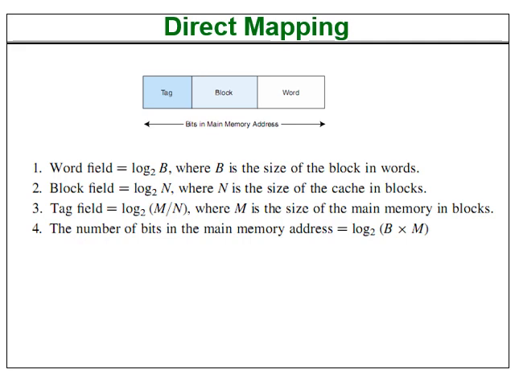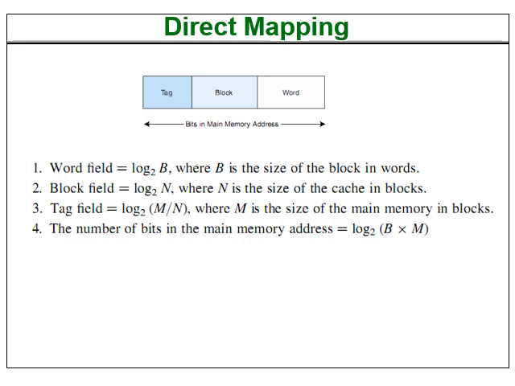Then I have the block field. This block field identifies which line in the cache memory this block can go to. In our example, there were 4 lines in the cache memory, as I showed you in the earlier slide. So the size of the block field will again be 2, as the 4 lines can be identified by 00, 01, 10 and 11. Now the tag field can be calculated in 2 ways.